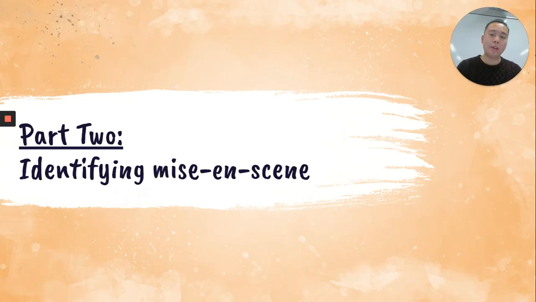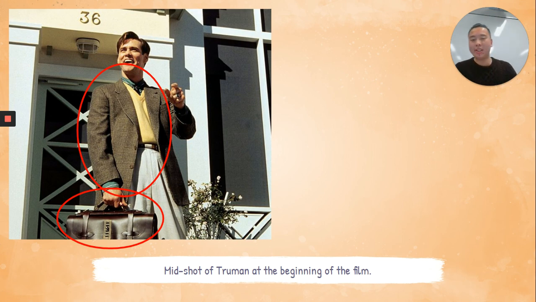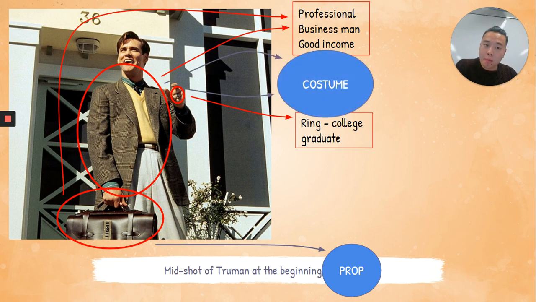Okay, so part 2, identifying mise-en-scene. We looked at this example today, but I thought I'd just walk you guys through it once more. So let's have a look at Truman's costume. Now we can see that he's dressed in quite a professional outfit. He's got a suit jacket, a nice yellow sweater, a button-up shirt and a tie, and he's also carrying a prop, a leather suitcase. So what can we infer? Well, he is probably a professional. He looks like a businessman, and just by the way that he's dressed, his costume, we can infer that he's got quite a good income.